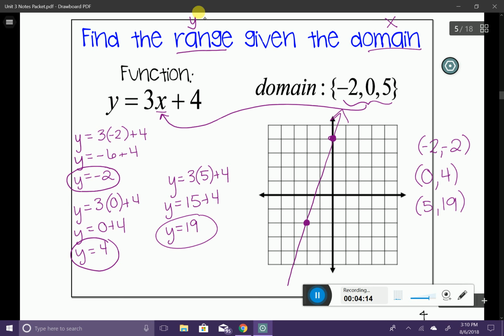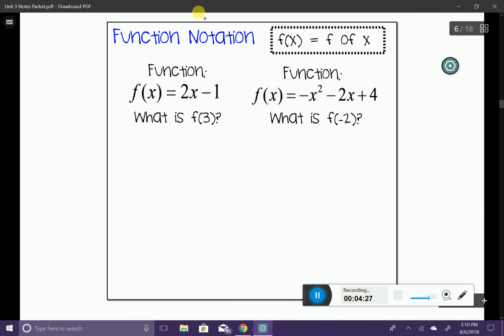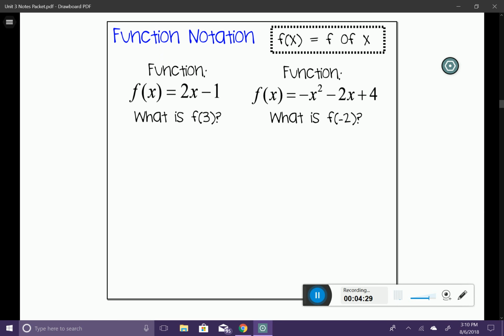But what I really wanted to do with that example was show you how if you input a number called a domain, you can output a number called the range. Okay, now let's go ahead and talk about this function notation. So function notation, like I said earlier, is this f of x. F with parentheses, with the x inside, f of x.